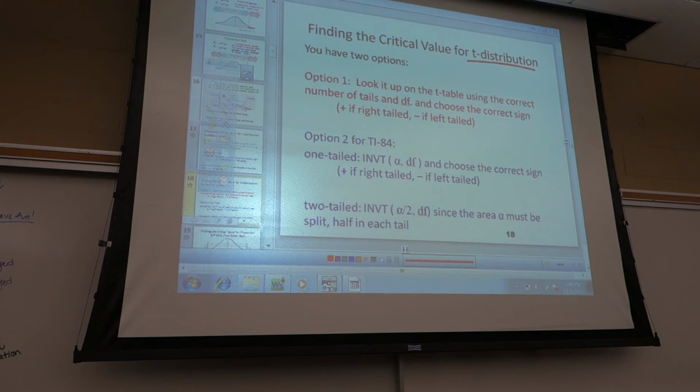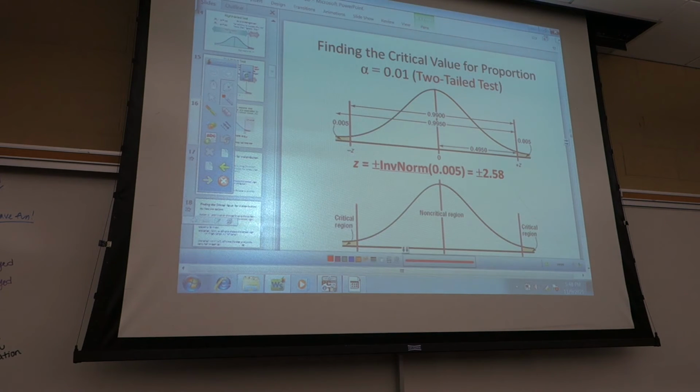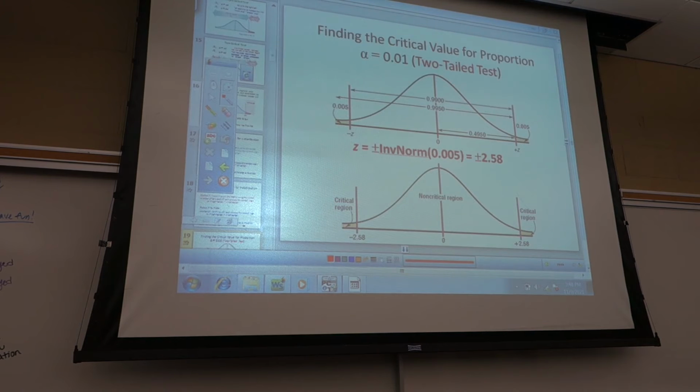You can also use the TI-84 calculator, but again, I don't recommend that. We're not going to go there. All right, so let's look at these together. Find the critical value for a proportion where alpha is 0.01 and it's a two-tailed test. So it should end at 2.58, we'll see.